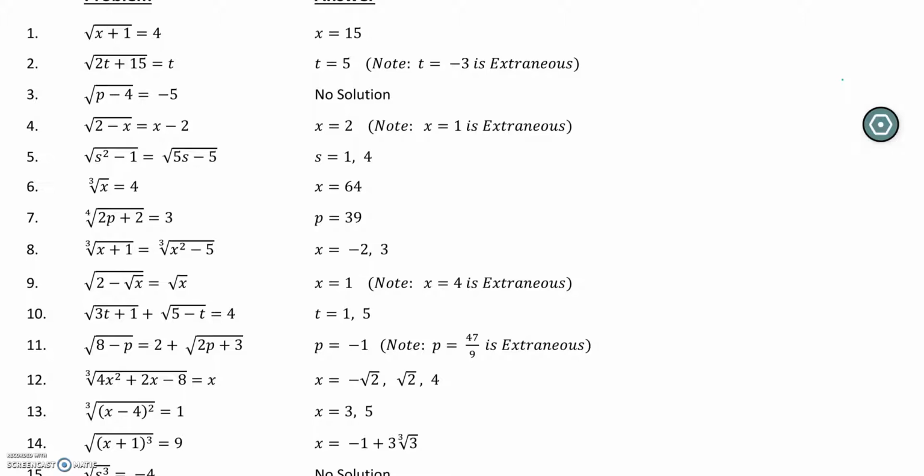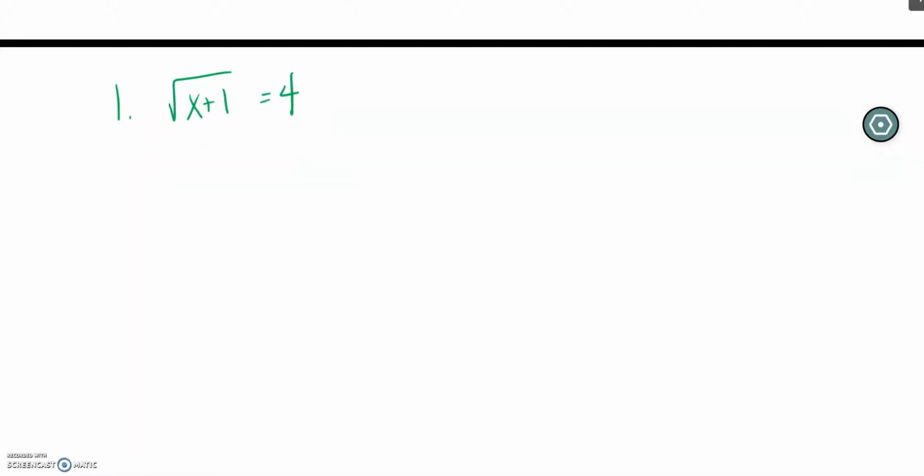All right, so the first one is square root of x plus 1 equals 4. Anytime that we're solving equations, our goal is to find out what that variable is, using inverse or opposite operations to get there. We have to unfold it layer by layer, taking whatever's on the outside first and then working our way in. So right now x plus 1 is being square rooted. It's underneath the square root.